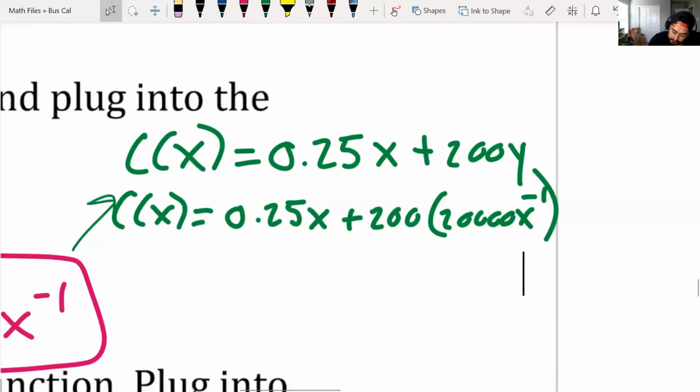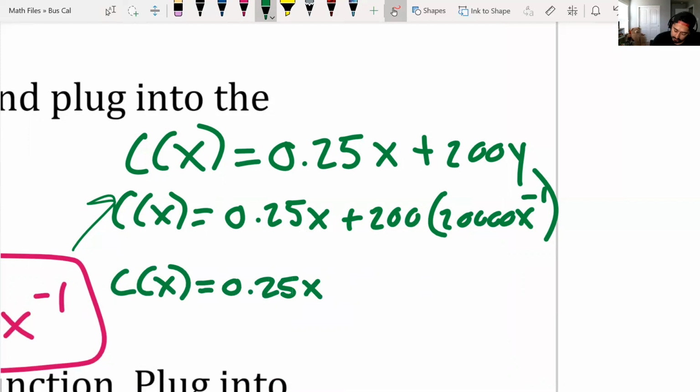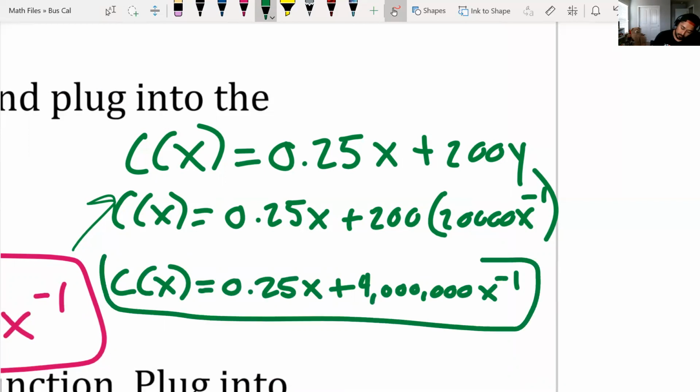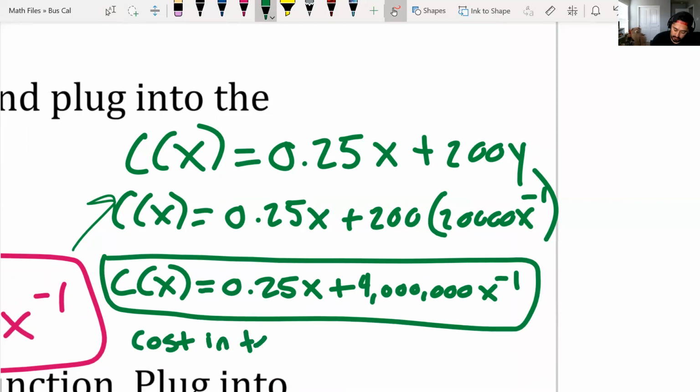Let me zoom in. I can fit more stuff if I zoom in, which means simplify that, and we get C of x equals 0.25x plus 200 times 20,000, which is 4 million, x to the negative 1. This is our new cost function, all in terms of x. This is cost in terms of x.